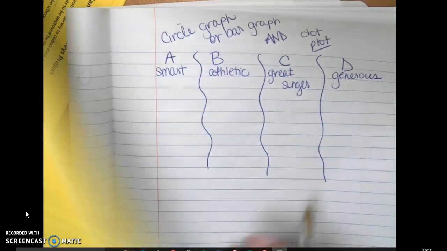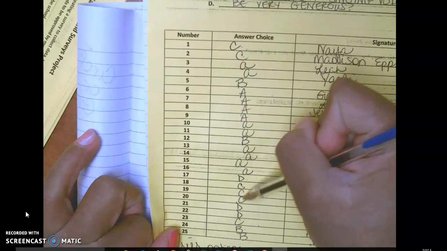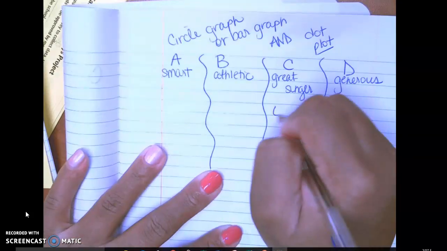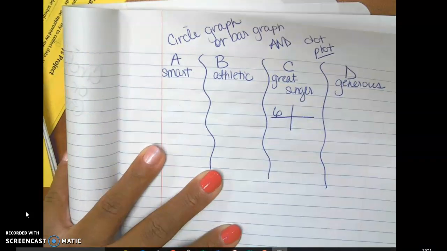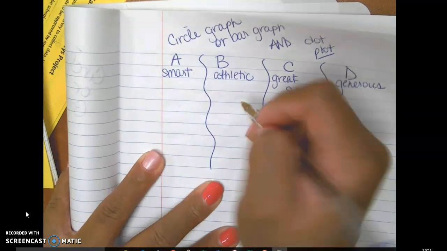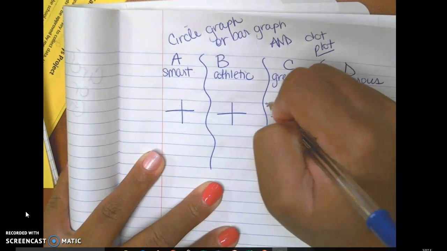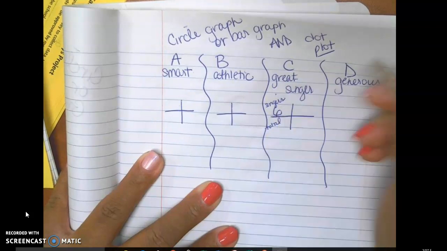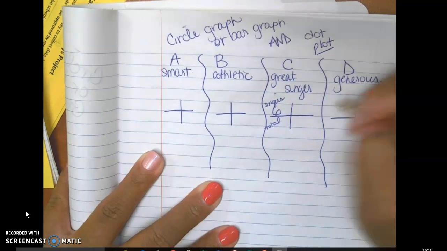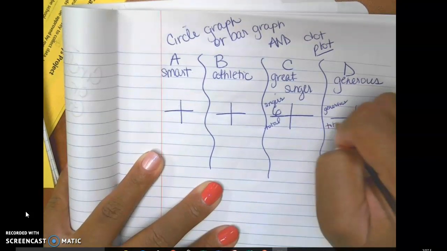So I'm looking at my data and I have 1, 2, 3, 4, 5, 6 people who said C. Wait, did we do this? No, you watch. I am going to make a proportion so that I can find a percentage now. So this is the singers. And then down here I'm going to have the total. Every single one needs a proportion. Generous. And the total.